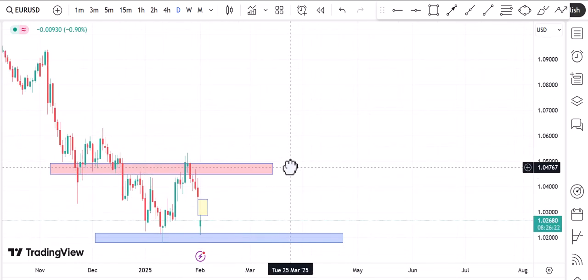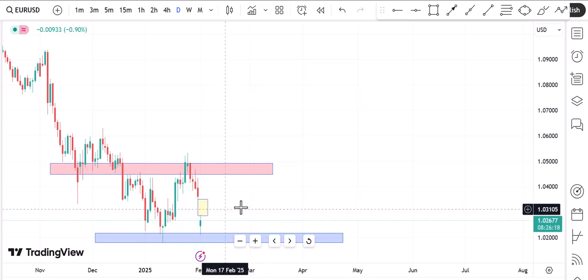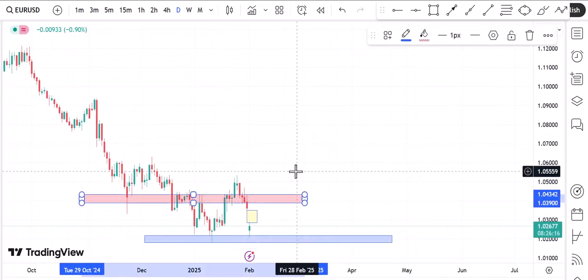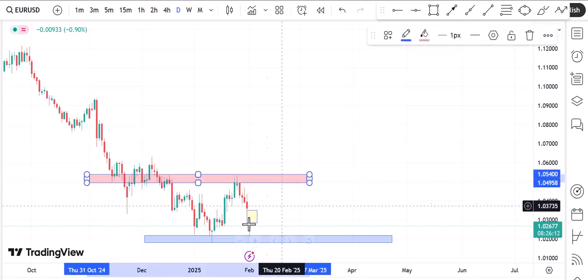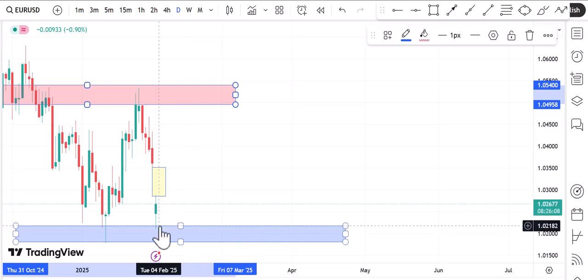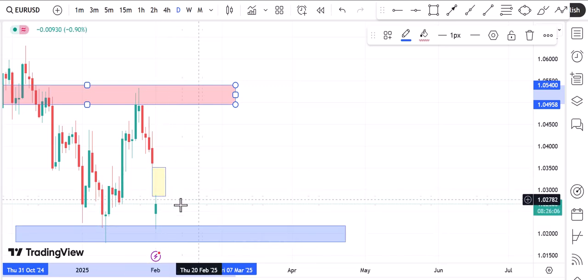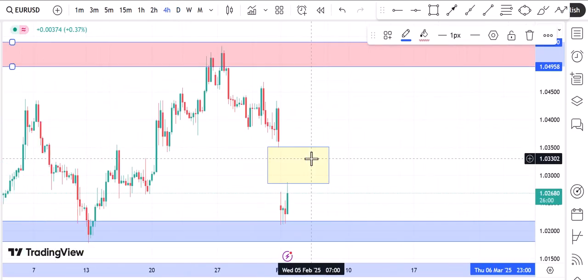Now my point of interest today is this gap. It happens during the weekend when high impact news hits the market. You can see this, but one thing you have to know is that if it happens, the market will always go back to fill this gap. That's what I want you guys to understand. So this is the daily time frame. Our interest is on the 4-hour time frame, like we said.